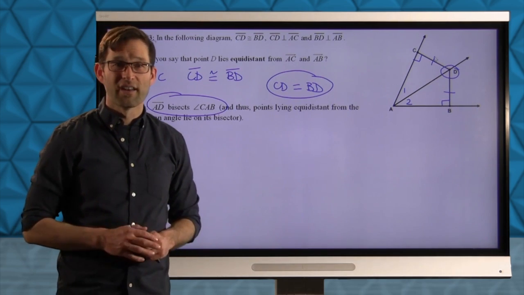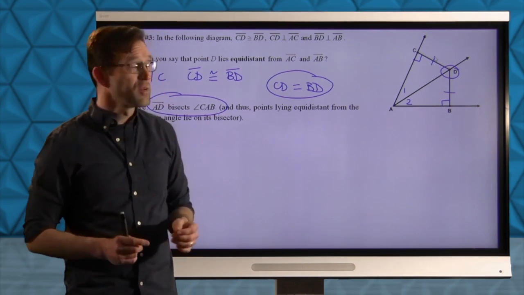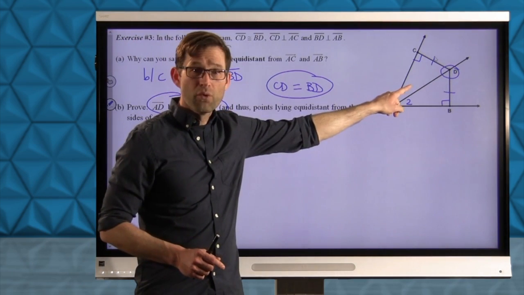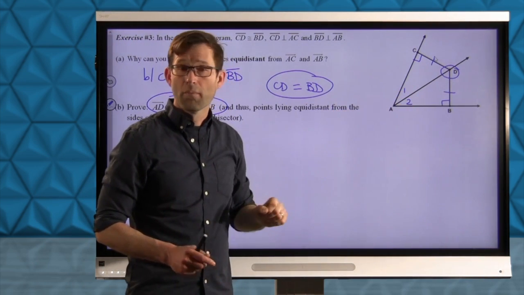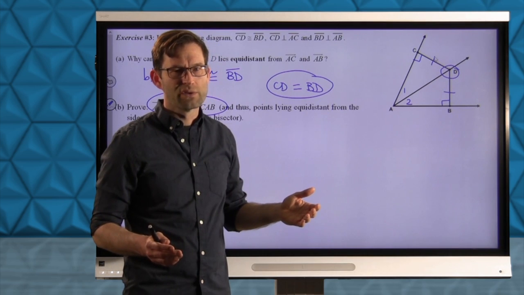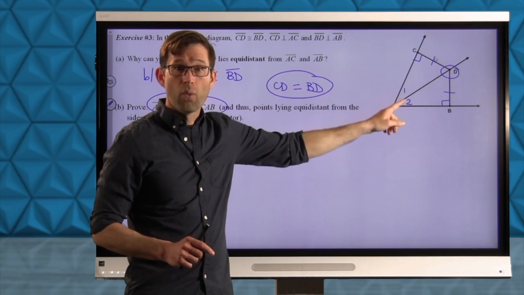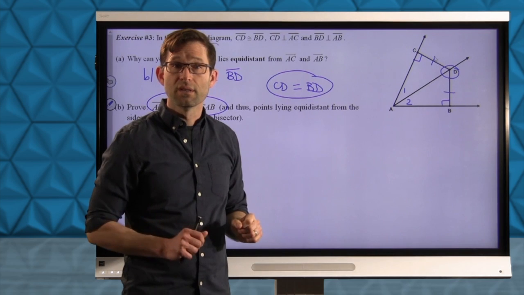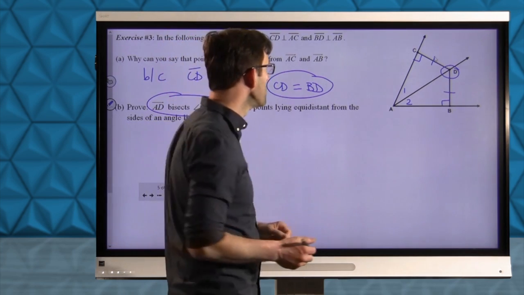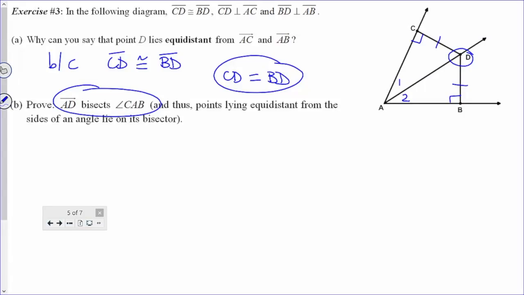Now, how do I do that here? Well, there's only two triangles in the entire picture. If I can prove that this triangle is congruent to this triangle by whatever means, likely hypotenuse leg, then I can claim that angle 1 and angle 2 are congruent by CPCTC. So let's take a look. Well, what do I know? I know that angle ACD and angle ABD are right angles.